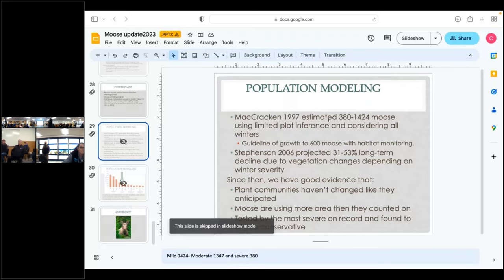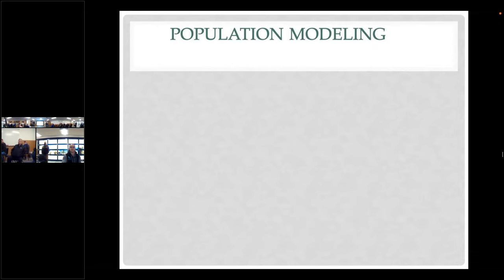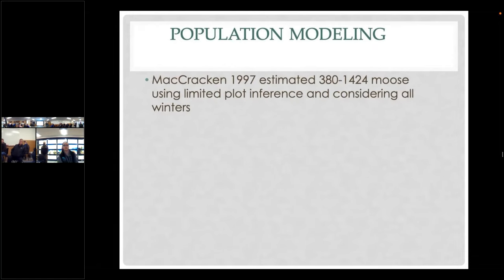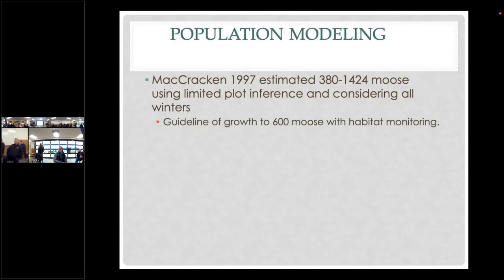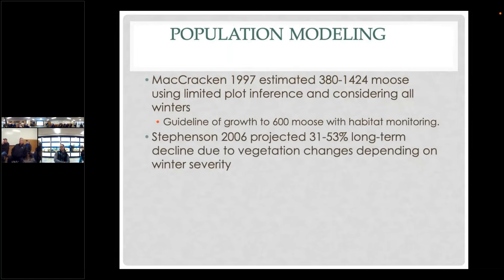Okay, so 1997 is when McCracken estimated the carrying capacity, and he said, well, it's probably somewhere between 380 moose and 1,424. And so people are like, well, what do I do with that? And I actually found the correspondence between the biologist at the time, who I think was Roy Nellen, and him, and he said, well, shoot for 600. Well, that wasn't what they did in the meantime, but he said, go for a guideline of growth, 600 moose, and then monitor your habitat and see where you're at.